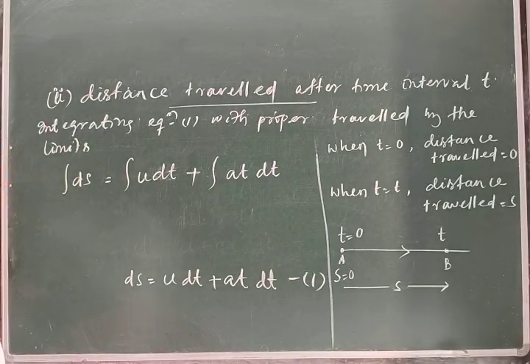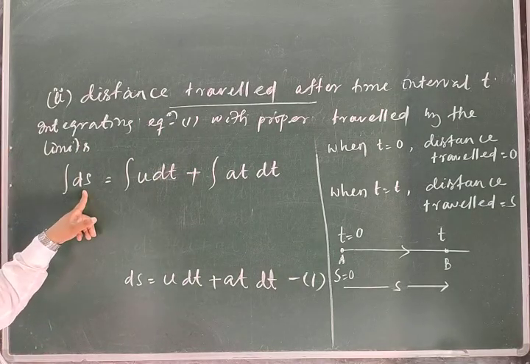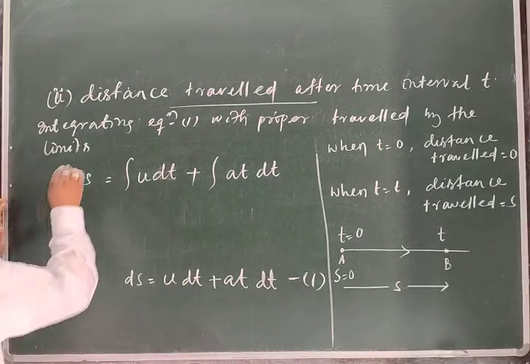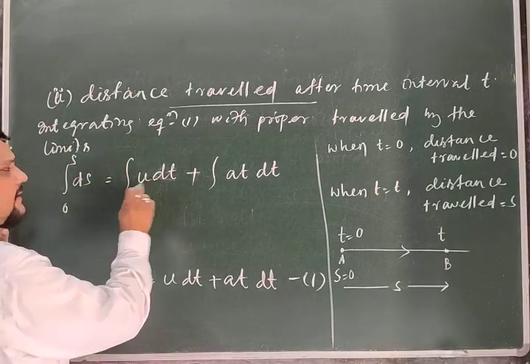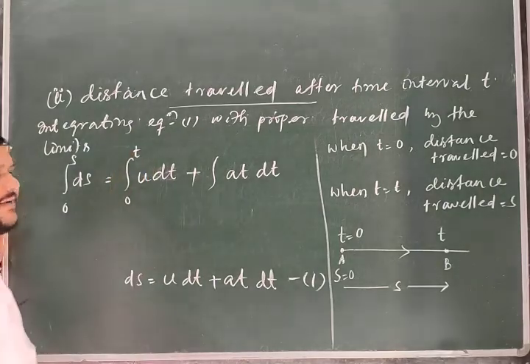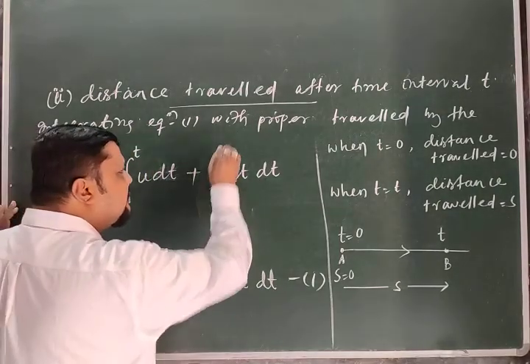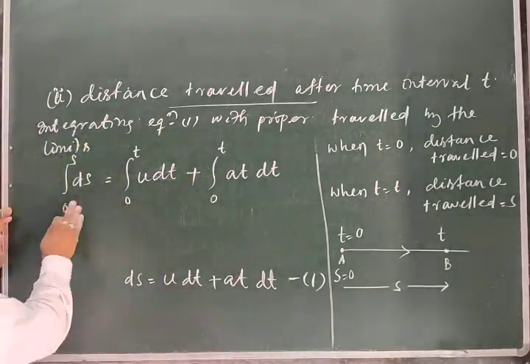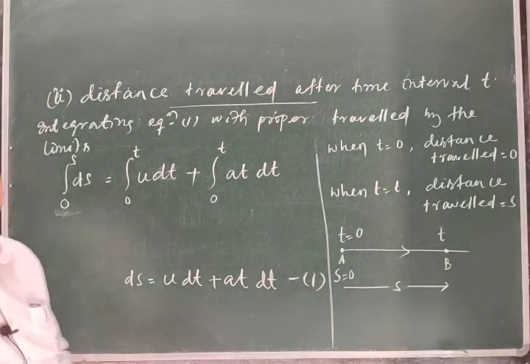Now put the limits. Here what is the variable? ds. So s changes from what? 0 to s. Here t changes from where? 0 to t in the time interval. Here t 0 to t, because when time t is equal to 0, distance traveled is 0. Means it's starting from the origin.